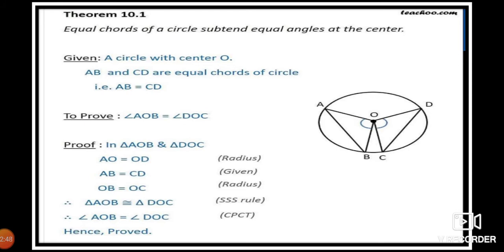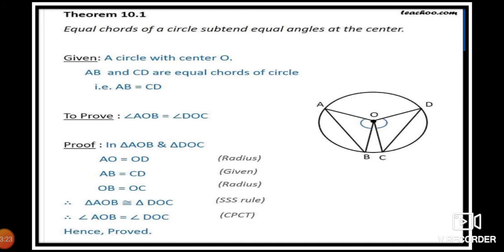Okay, next, observing the circle carefully, students. What is the given circle here? AB is the chord and CD is the chord. OD is the radius and OC also radius. OA also radius, OB also radius. Okay, what is the given thing here? A circle with center O. AB and CD are equal chords of a circle. AB equals CD. They said the chords are equal.